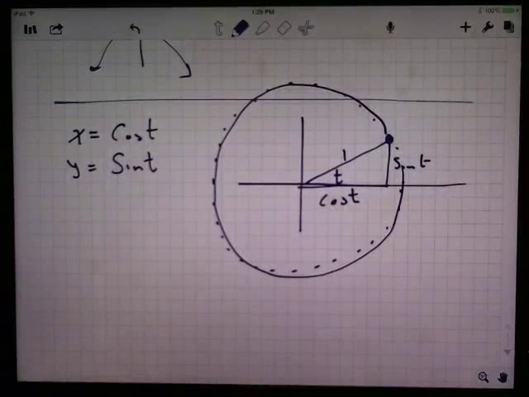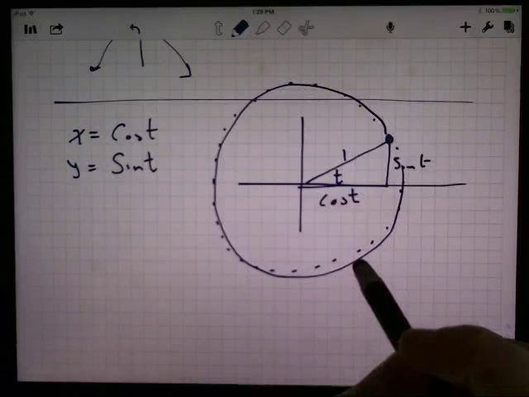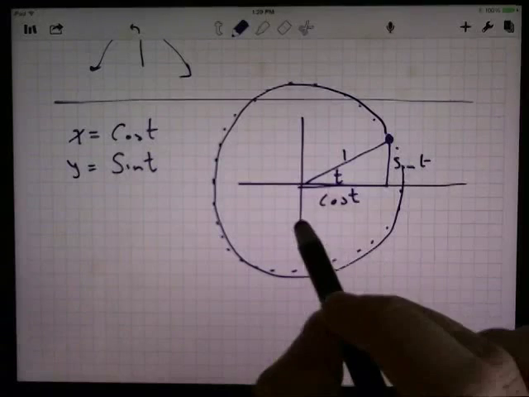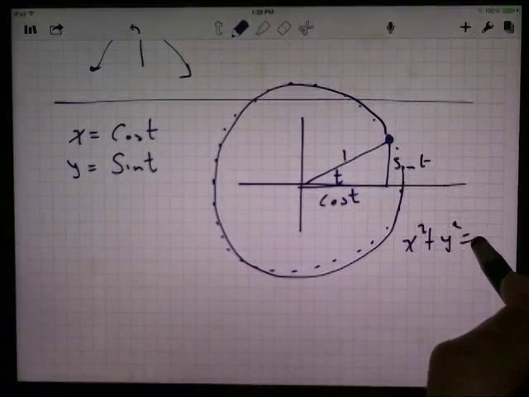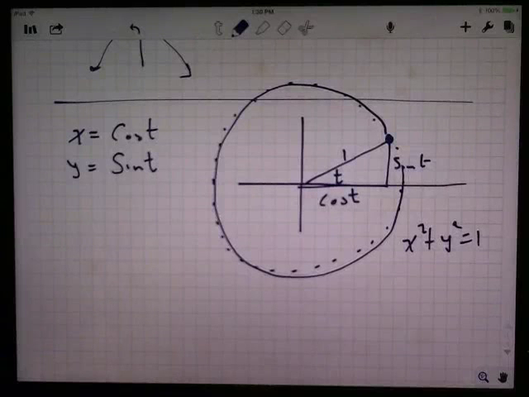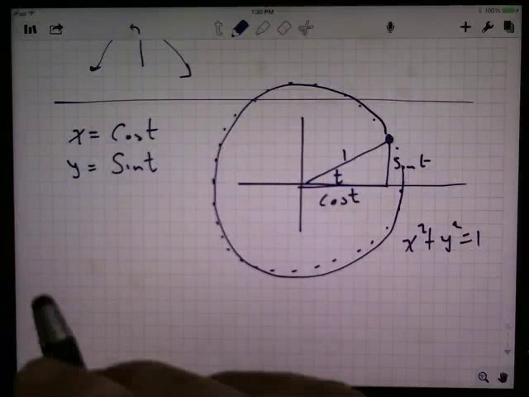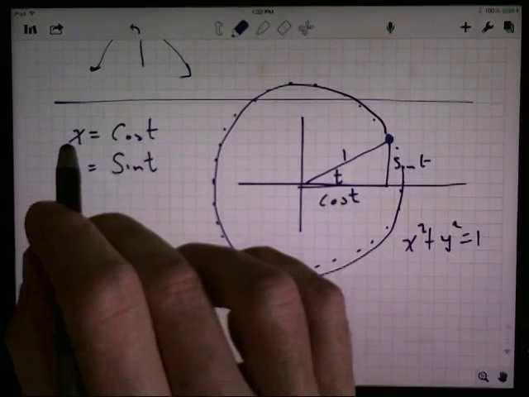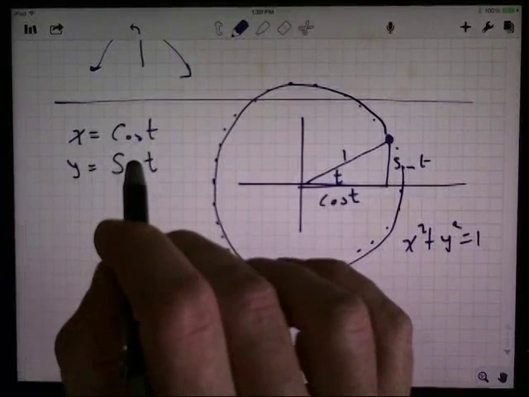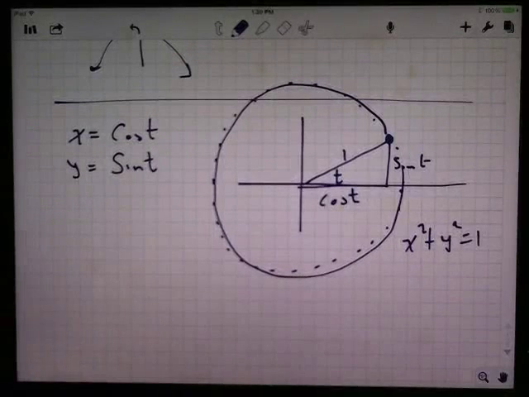Now, you may look at that, and if I say eliminate the parameter, you might say, well, I can come up with an equation for the circle centered at the origin of radius 1, right? That's x squared plus y squared equals 1. Well, let's see how we might get that. I've got two ways to get that. The easiest way is to say, oh man, sine and cosine kind of go together, but sine squared and cosine squared really go together.